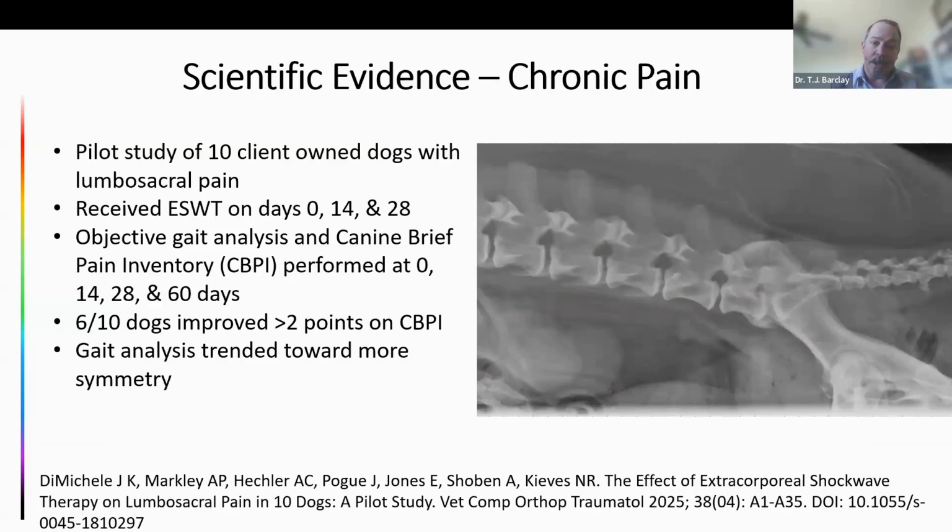And each of those received shockwave therapy, three treatments performed at 2 week intervals, and were evaluated with gait analysis and the canine brief pain inventory completed at all of those time points. And 6 out of 10 of those dogs improved at least 2 points on the CBPI index, and the gait analysis did trend toward more symmetry in those treated dogs. It didn't achieve statistical significance, but again, this was a small group of dogs.